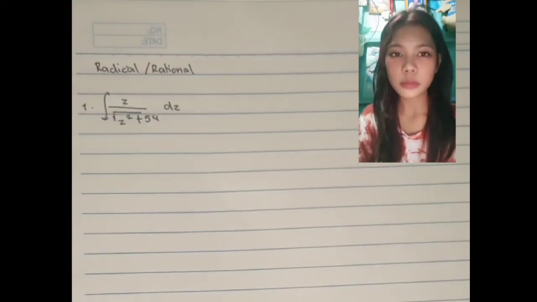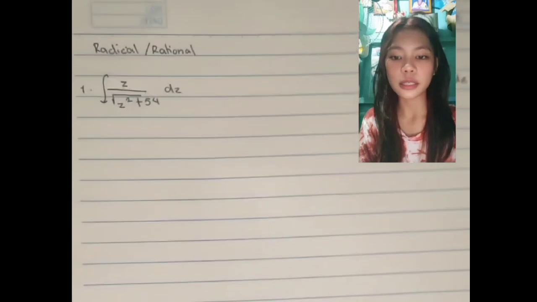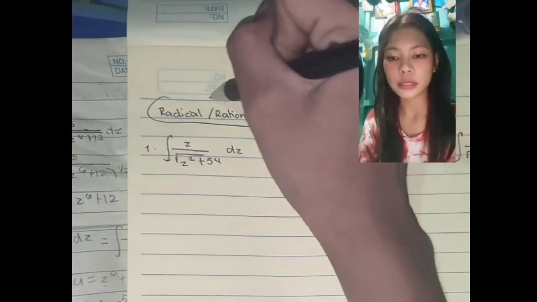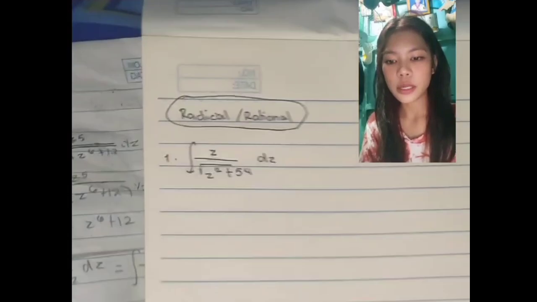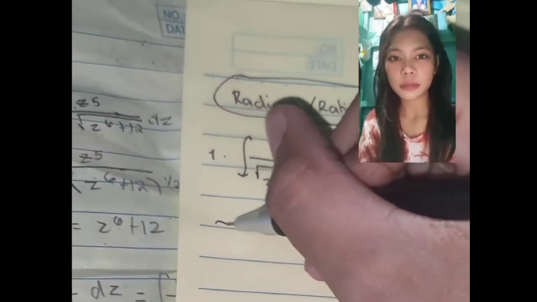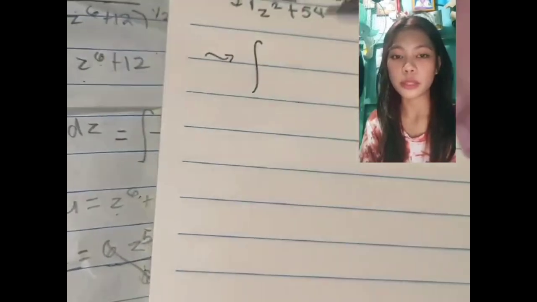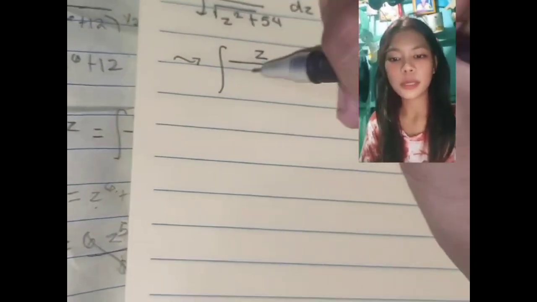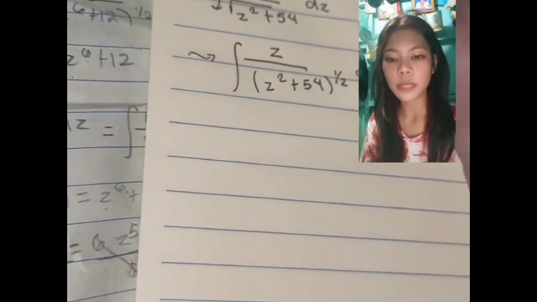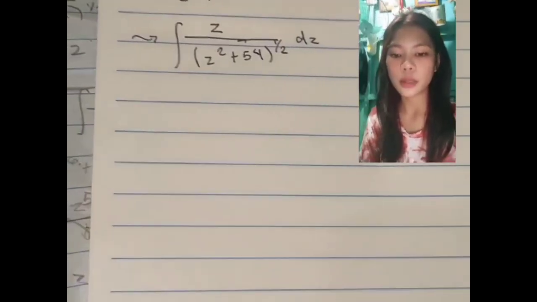So these are some examples of rational and radical equations. Now for the first example, the given is the integral of z over the square root of z squared plus 54. Before we solve the problem, let's rewrite the given the way we understand it. So it will become the integral of z over the quantity z raised to 2 plus 54, raised to 1/2.